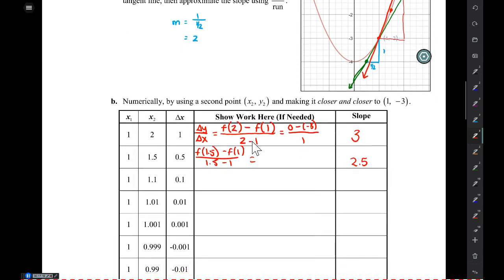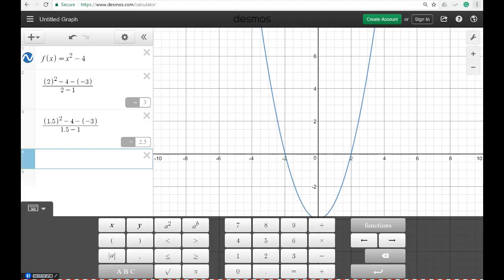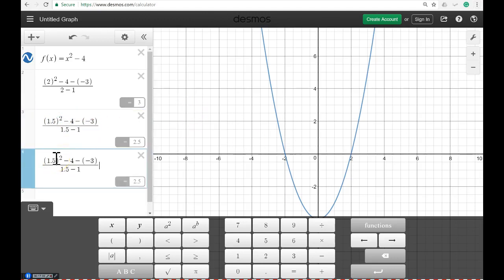Okay? All right, let's do 1.1. Now, you might be going, oh, this is really tedious. And yes, it is. But there are some things that we can do to make this process easier on ourselves. One way is if you're using Desmos, you can copy and paste because it's on a computer. So I'm going to take this, copy it, paste it, and then now what do I want to do to edit it, to make it the next one?